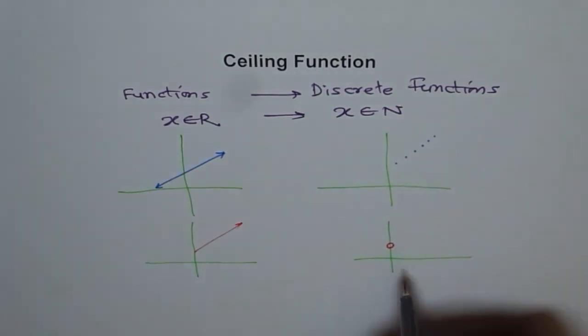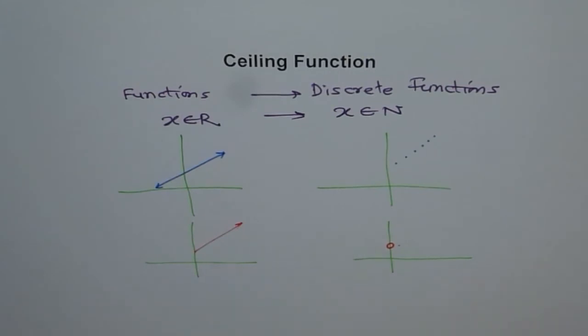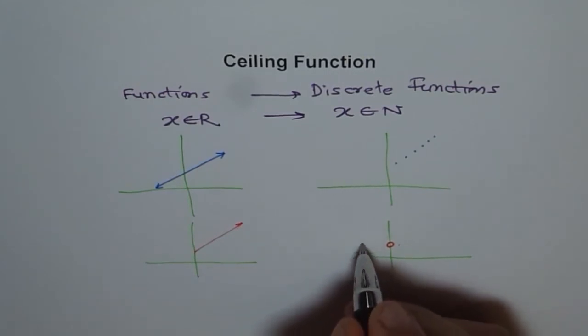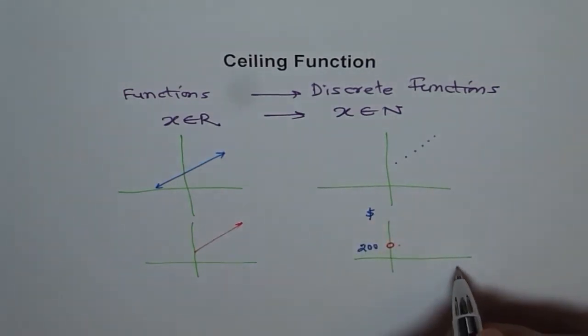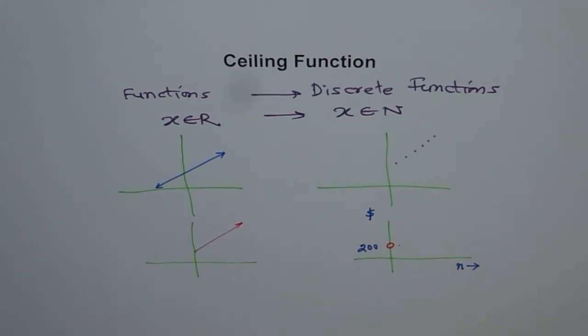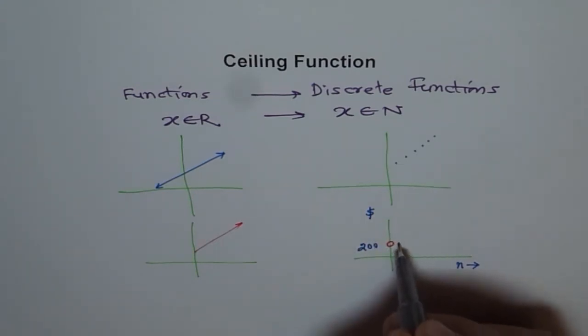So if the first student comes, then you need one bus, and since you need a bus, you have to pay for it. That means pay $200, right? So let's pay $200 here. That is the dollars here, and here we have the number of students. Let's say n, the number of students. Now the second, third, fourth, all can get into this bus, right?